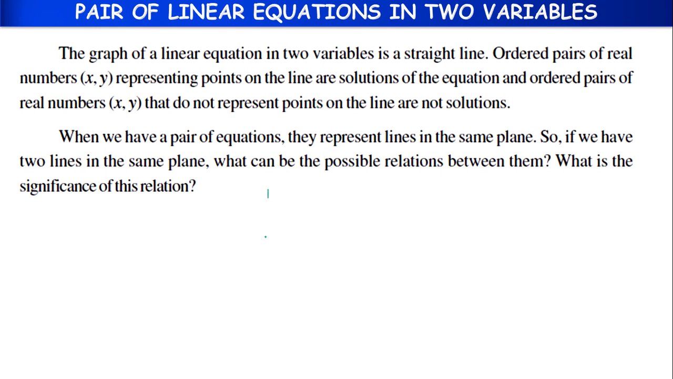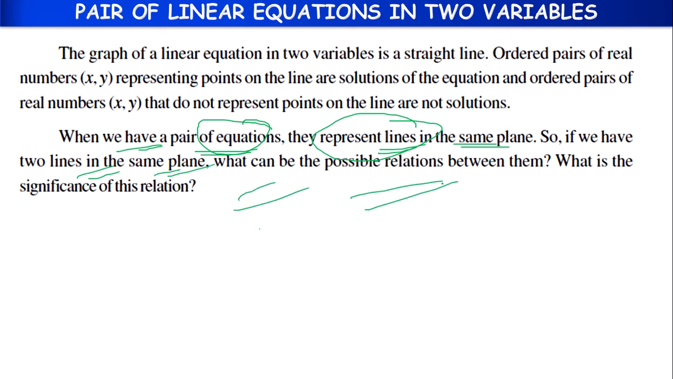So a linear equation is represented by a line, and a solution of that linear equation is represented by a point on the line. So when we have a pair of equations, each equation will represent a line, meaning we will have two lines in the same plane. But how will those two lines be in the same plane? What can be the possible relations between them? So let's learn about them.